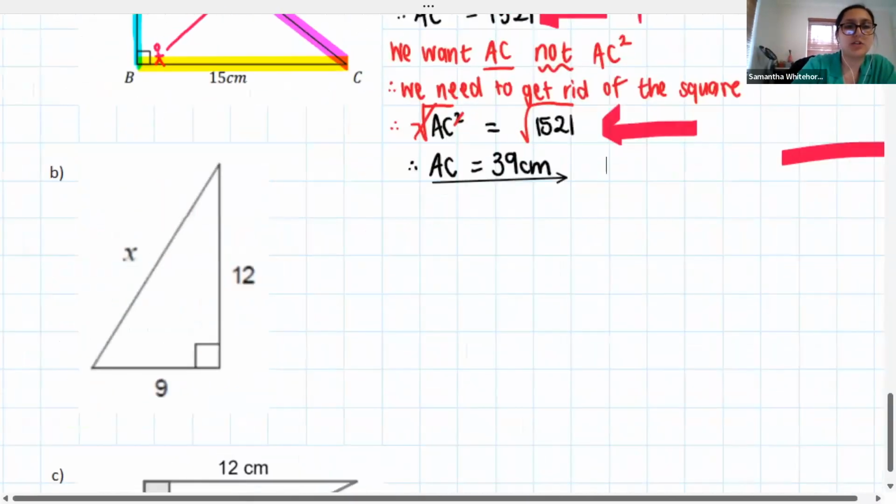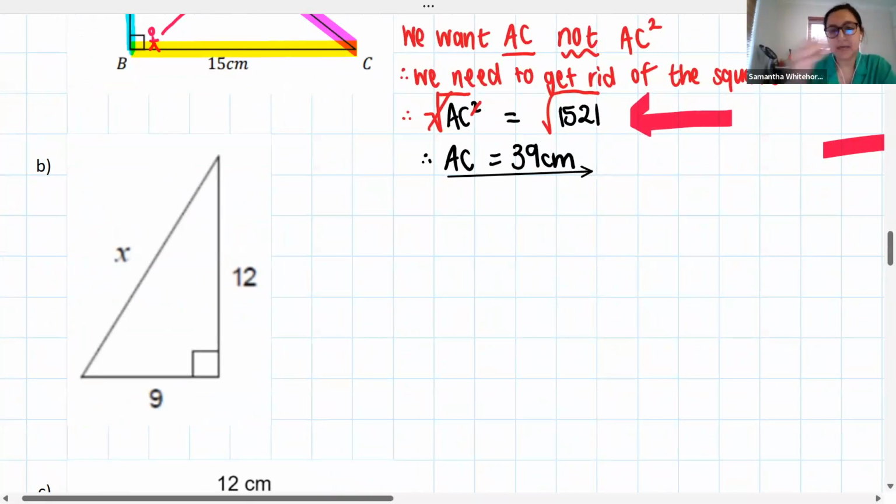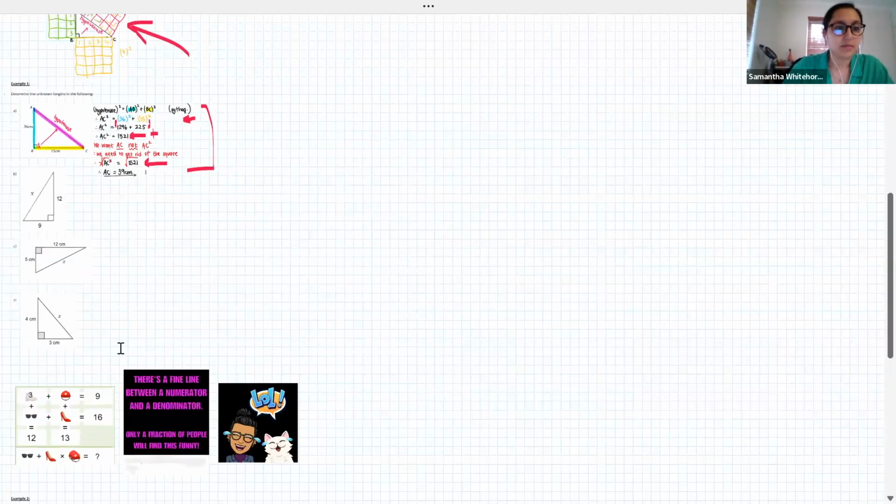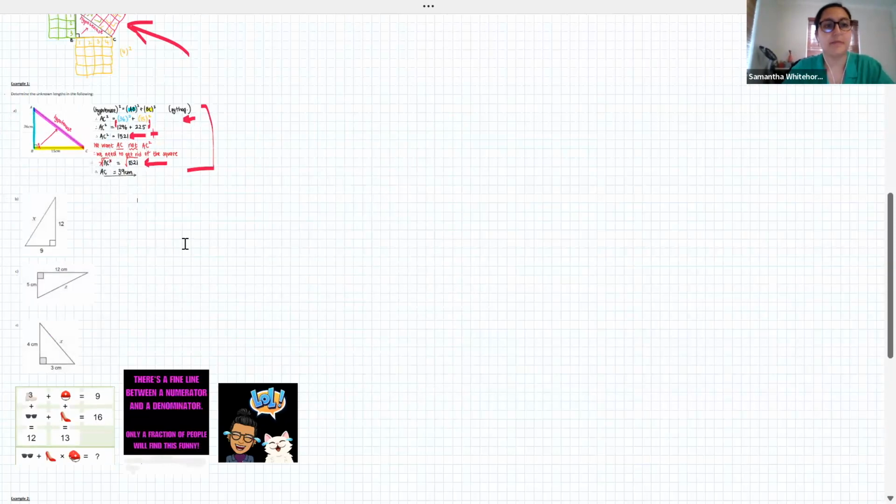You all should have had your screenshots. I'm moving on to question B here. I need to move this all down because apparently I don't give myself enough space to do anything. Righty, so let's have a look at question B.